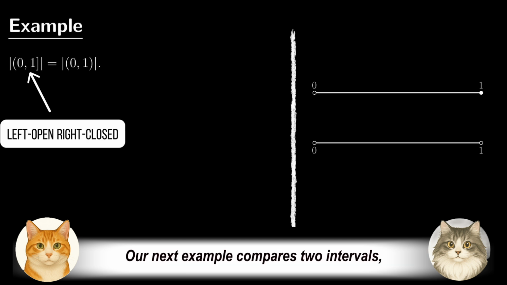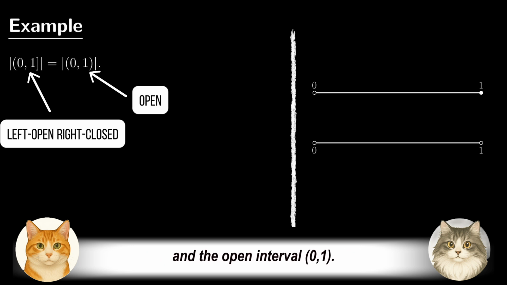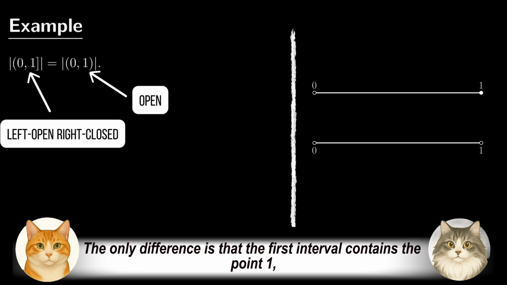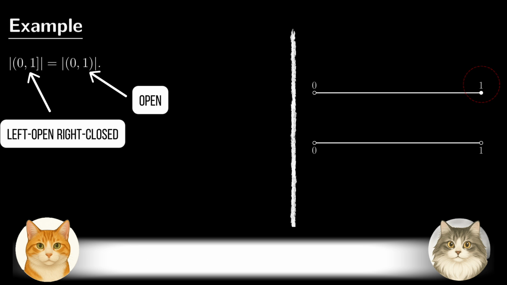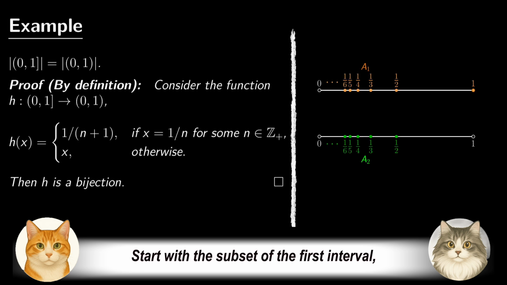Our next example compares two intervals, the left open right closed interval from 0 to 1 and the open interval from 0 to 1. The only difference is that the first interval contains the point 1, while the second interval does not. To show they are equinumerous, we can, of course, build a bijection. Here's the idea. Start with the subset of the first interval, called A1, which consists of numbers of the form 1 divided by a positive integer, that is 1, 1/2, 1/3, 1/4, and so on. Now if we take off the point 1, this becomes a subset of the second interval, denoted by A2.